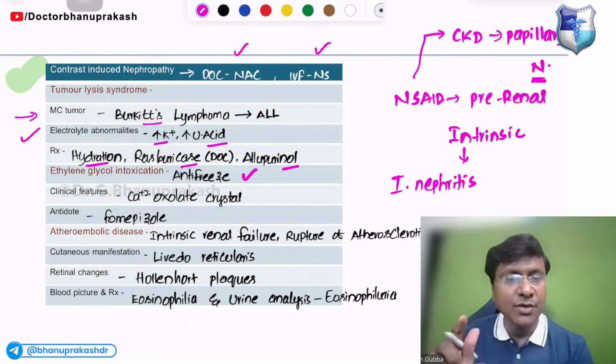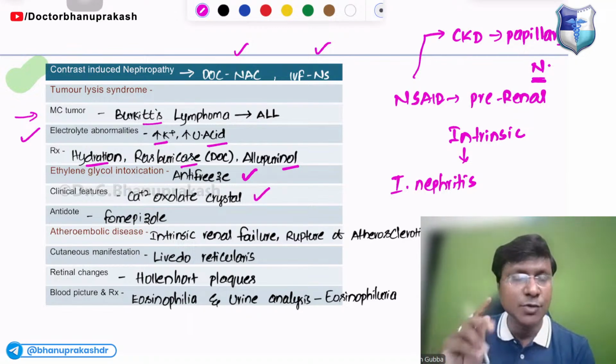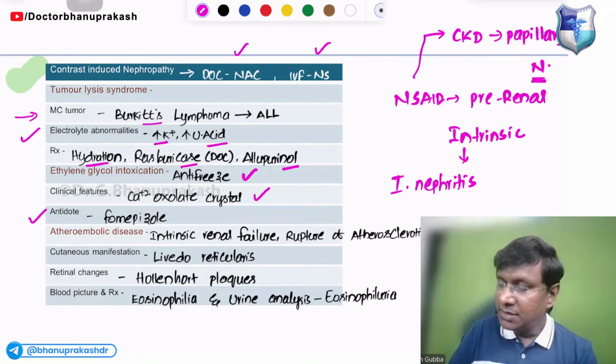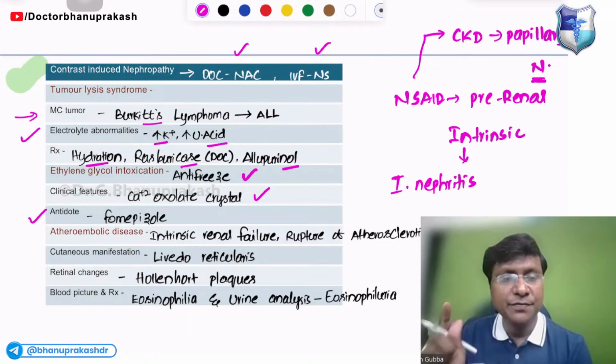And this ethylene glycol intoxication will cause calcium oxalate crystals, and that can cause acute tubular necrosis. And the antidote that you need to give for ethylene glycol intoxication is fomepizole. That is the drug of choice for ethylene glycol intoxication.